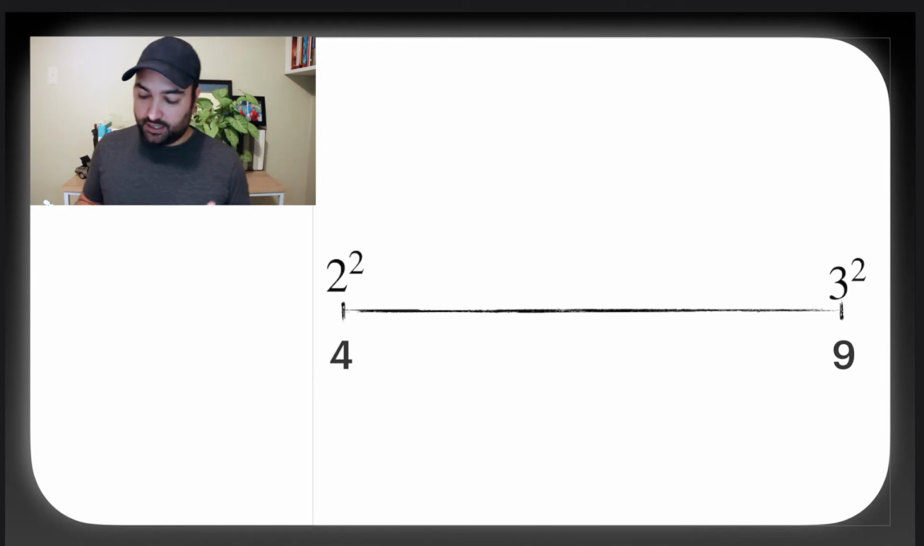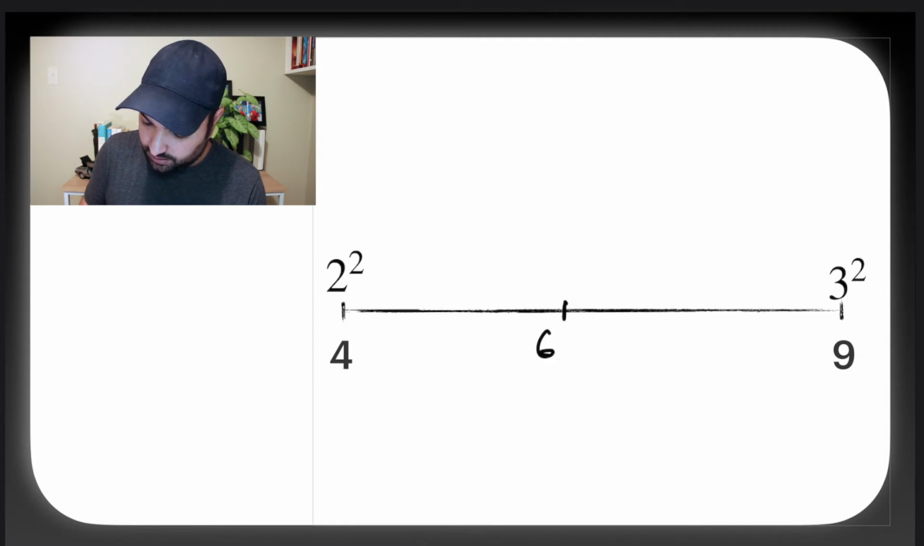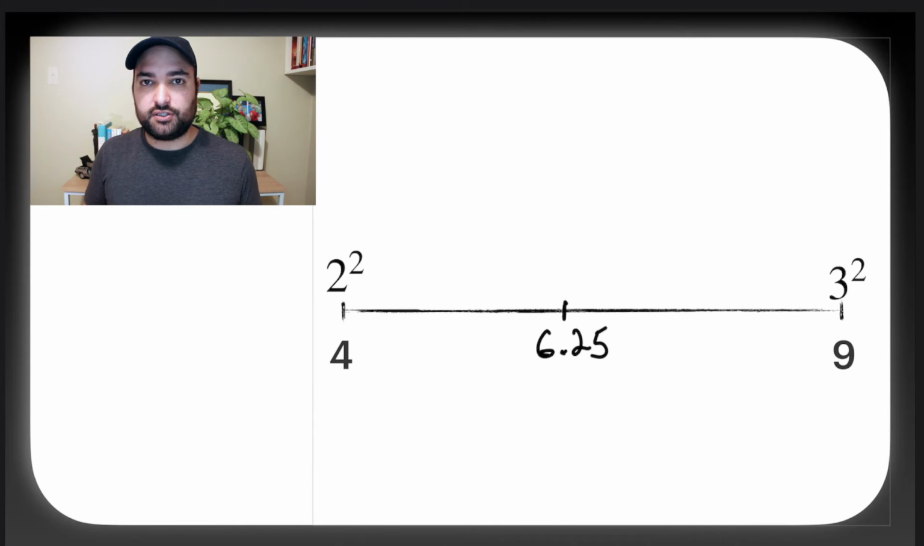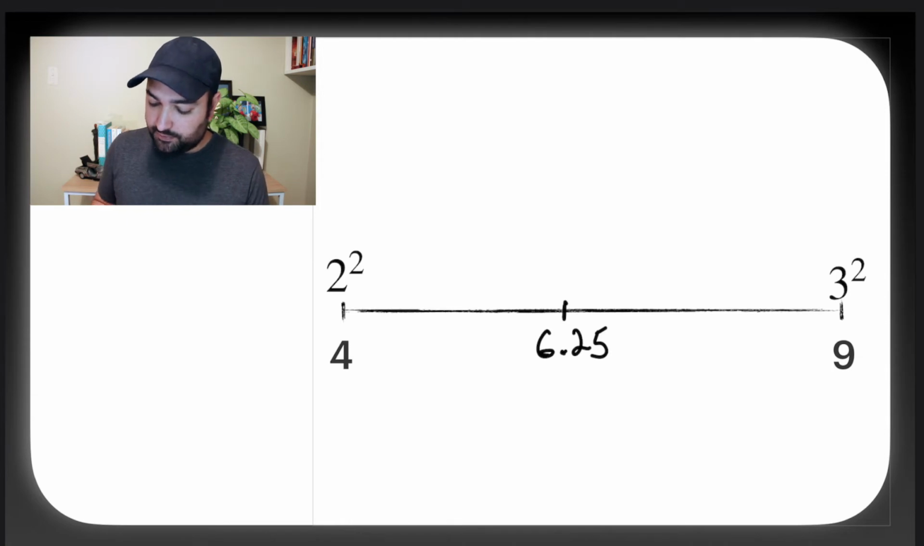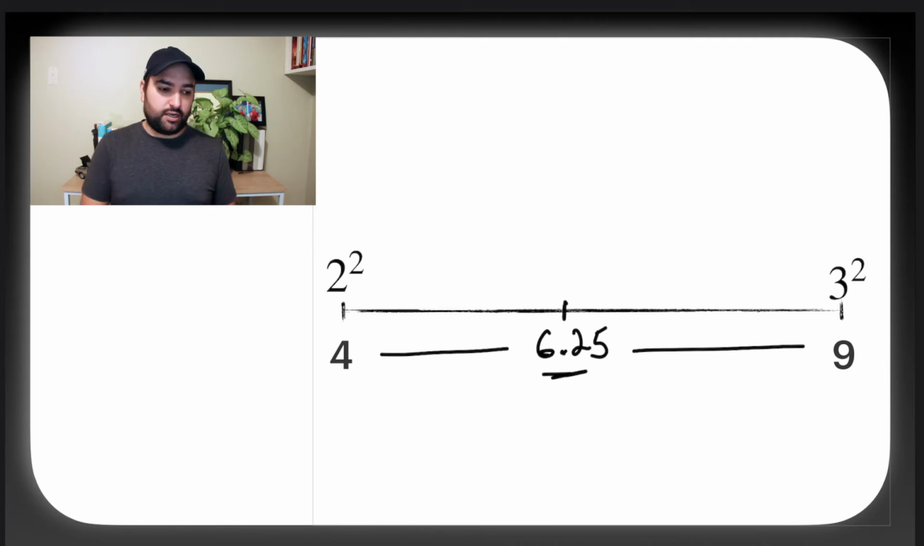So what I know is, 6.25 is somewhere in between 4 and 9. Why 4 and 9? Well, 4 is a perfect square, and 9 is a perfect square. 4 is 2 squared, and 9 is 3 squared. So I know that 6.25 lands somewhere in between 4 and 9.